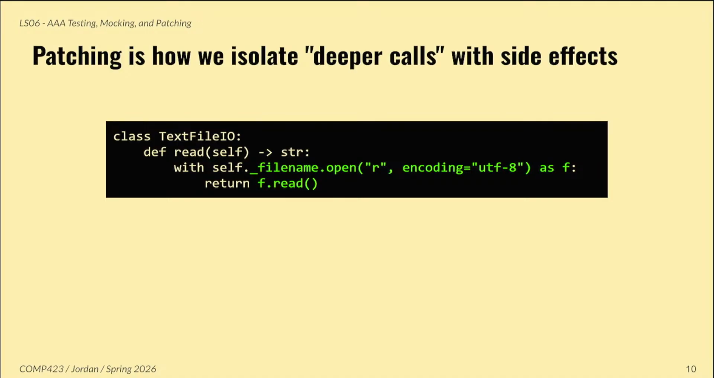So in a sense, this idea of patching is how we can isolate what are effectively deeper calls with some side effects. And those side effects are things like randomization.